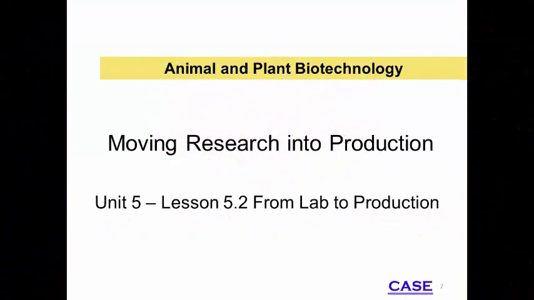Moving research into production, Lesson 5.2, from lab to production. You completed Project 5.2.2 Regulatory Roundup, during which you determined the influence of governmental regulatory agencies in biotechnology application safety. This presentation provides information about the steps and processes involved in bringing a new biotechnology application to fruition.